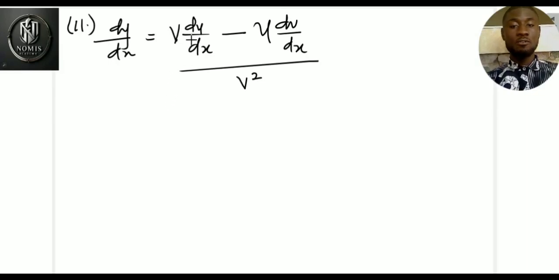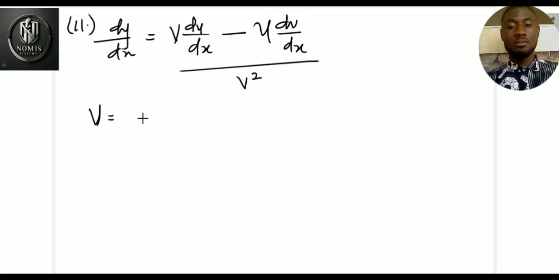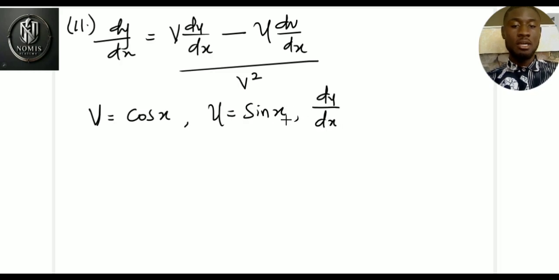So now let's begin to find these parameters from the question given to us. What's our v? Remember, the v is the denominator, so the v is cos x. So we're going to put cos x. What's our u? Our u is sine x. Then what about du/dx? When we differentiate sine x, we have cos x.